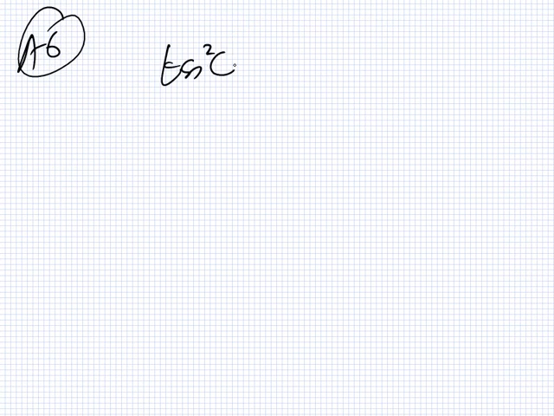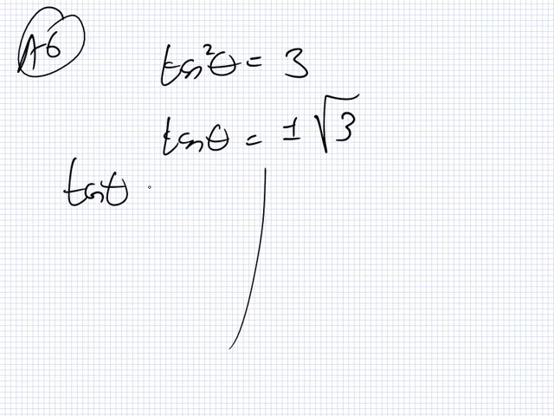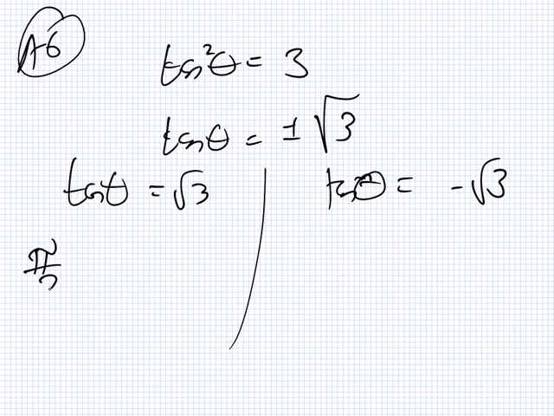Solve the equation tan squared theta equals 3. So that means tan theta equals plus or minus root 3, giving us two possibilities. What is tan inverse of root 3? Is it pi over 3? Yes, pi over 3. The second answer for tan is you add pi to the first answer, so that's 4 pi over 3. For minus root 3, the answer is minus pi over 3, and when you add pi to it you get minus 2 pi over 3.